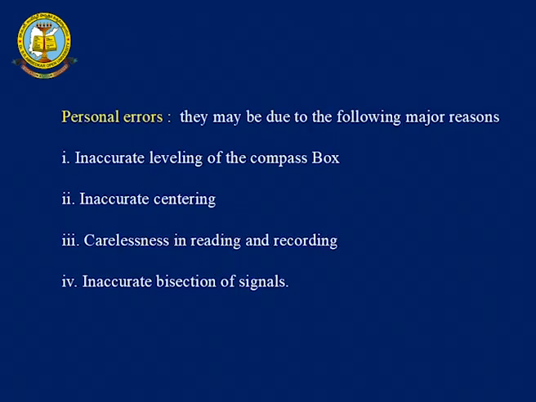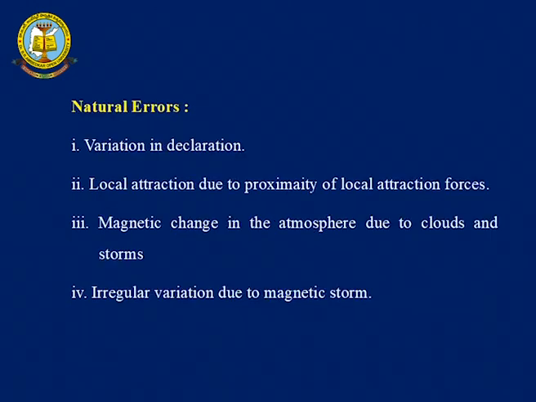Personal errors mean inaccurate leveling of the compass box, inaccurate centering, carelessness in reading and recording, and inaccurate bisection of signals. And the natural errors are variation in declination, local attraction due to the proximity of local attraction forces, magnetic change in the atmosphere due to clouds and storms, and irregular variation due to magnetic storm.